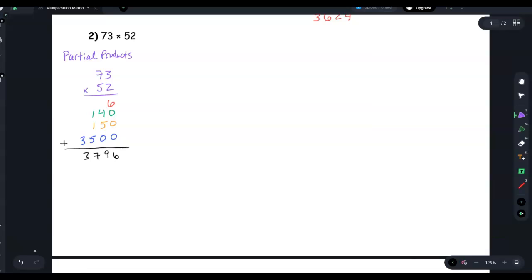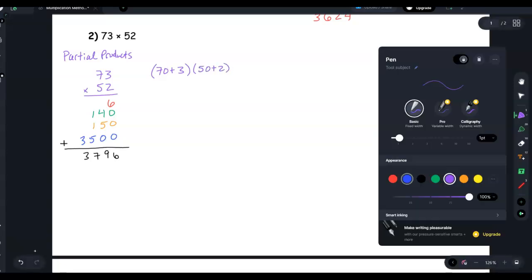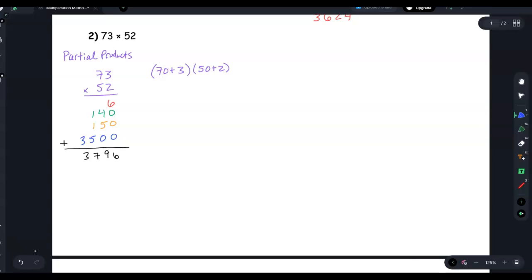area model. So 73 is really 70 plus 3. 52 is really 50 plus 2. So if I were to do first, outer, inner, last, I could start with 70 times 50, my first two terms, which is 3,500. Then I could do my outer terms, 70 times 2, which is 140.